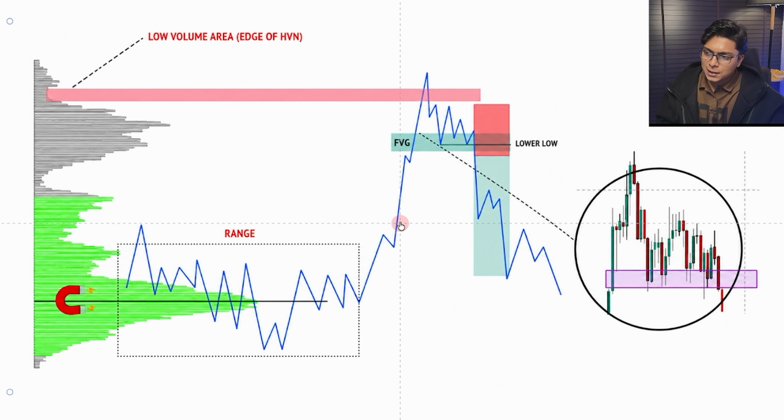Now you can see that price was aggressively going higher and failed to close above this low volume area. I'm assuming that there are a lot of bulls trying to take price higher but with no follow through, and that tells me that there is a passive sell limit order placed by a big player and the buyers are not enough to push it higher. That's why the selling is coming in.